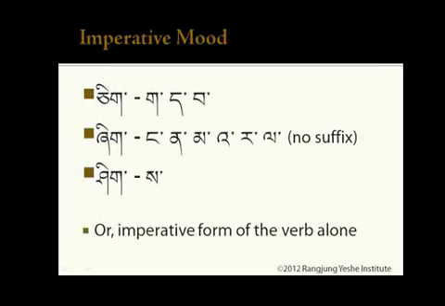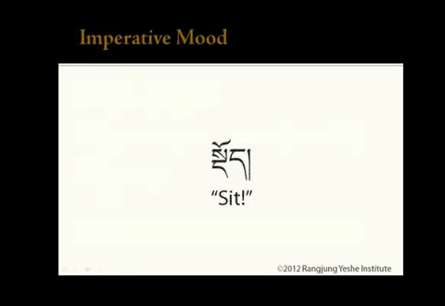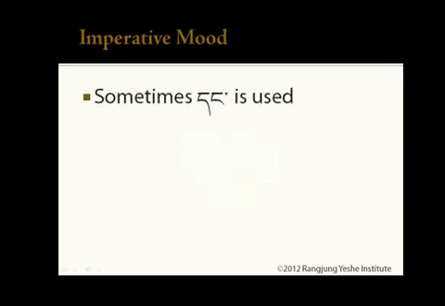The imperative can also be indicated without these particles by just writing the imperative form of the verb alone. For example, de means sit, as does de chik. Occasionally, you'll see the particle dang to indicate the imperative mood, but this is more common in spoken Tibetan than it is in classical Tibetan.